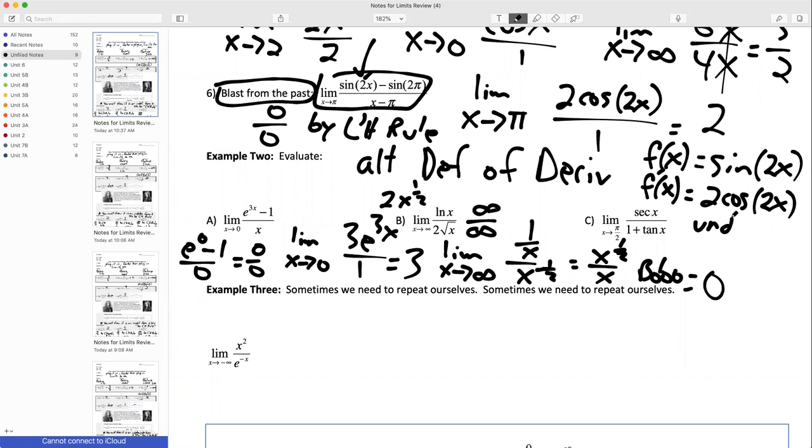Trig values in the first quadrant are on the cheat sheet. You have to know your trig values. So this is undefined. What's the tangent of pi over 2?